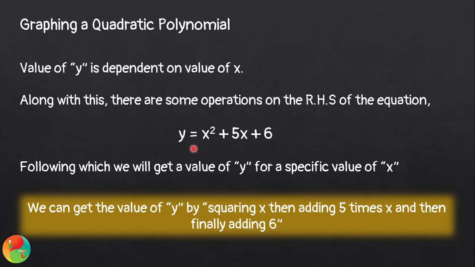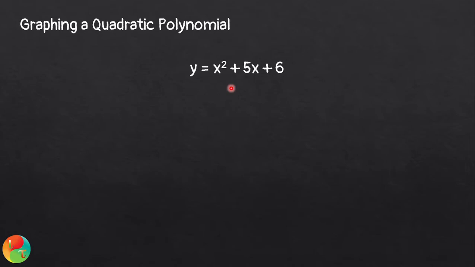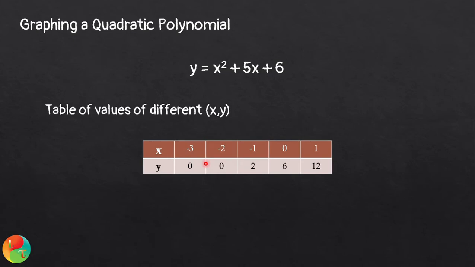Now what does this rule say? We can get the value of y by squaring x, then adding 5 times x, and then finally adding 6. So this is the rule that the value of x must follow so that we can get a corresponding value of y. Now we are interested in plotting the graph of y is equal to x square plus 5x plus 6. So here is a table of values of different pairs of x and y: minus 3, 0; minus 2, 0; minus 1, 2; 0, 6; and 1, 12. All of these pairs of x and y satisfy this equation right over here.